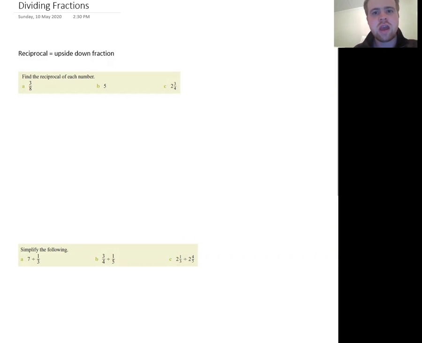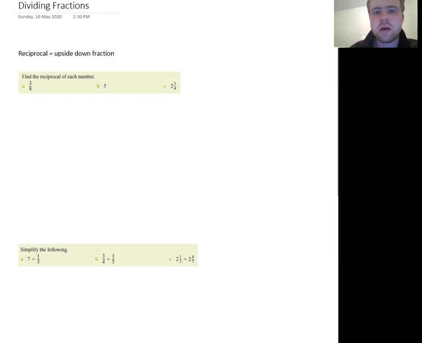Today we're going to be looking at dividing with fractions. Okay, last lesson we looked at multiplying, and we know that multiplying and dividing are opposites. So how do we go about dividing fractions? Well, it's very similar, but there's one extra step that we have to do.